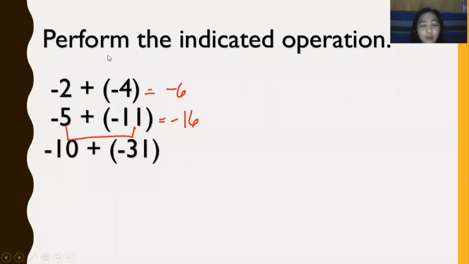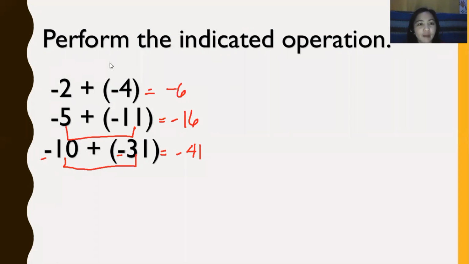Let's have another example. We have negative 10 plus negative 31. Since they are like sign, add the numbers. 10 plus 31 is 41. Then their common sign is negative. Therefore, the answer is negative 41.